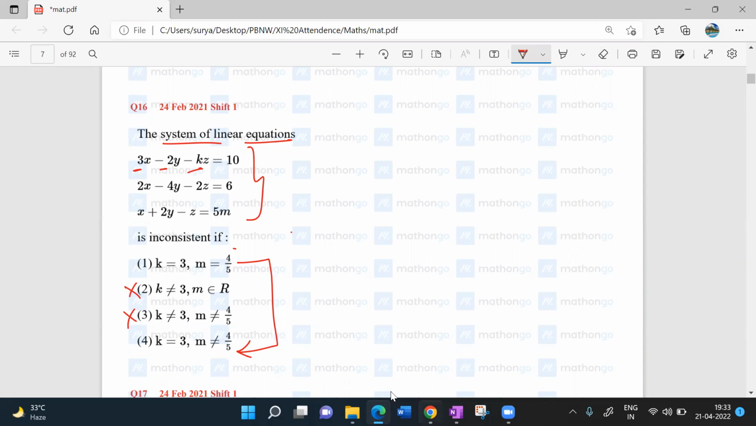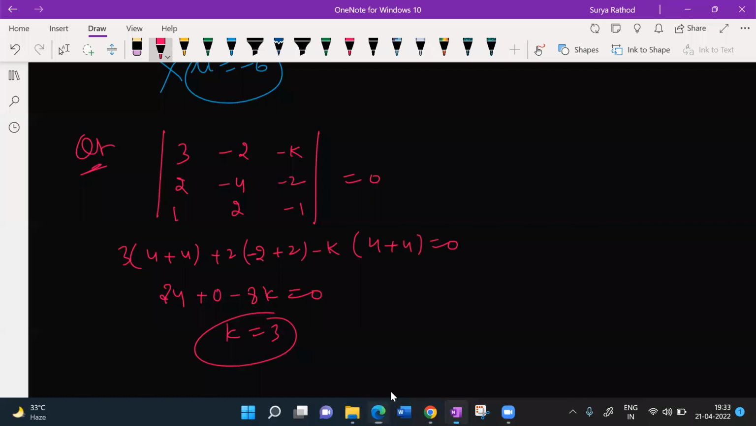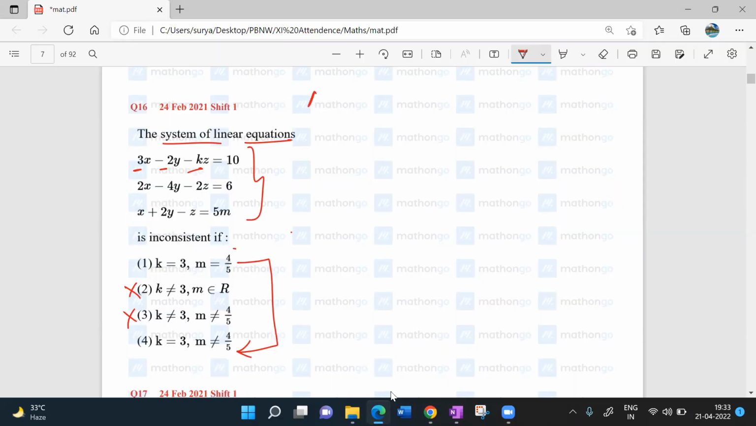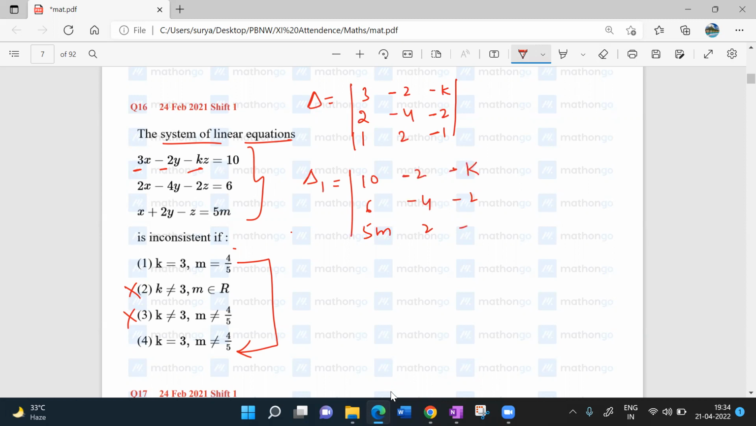Guys, look at this here. Now this is my determinant. Let me write delta. Determinant is what? 3, minus 2, minus k. This is my determinant. So 2, minus 4, minus 2, and 1, 2, minus 1. This is determinant 1. Determinant 1 is nothing but what? In place of column 1, I'll be writing the constant terms. What are they? 10, 6, 5m. Column 2 and column 3 will be the same again. Hope you know this, guys. This is my determinant 1.